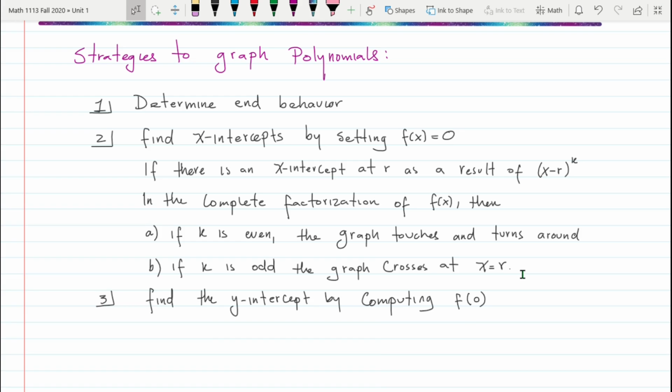Then another thing that's very helpful is to figure out the y-intercept, and you do that by plugging in 0 into the function. So instead of x, you plug in a 0 and you solve. You compute that, and whatever number you get is going to be your y-intercept. So with those pieces of information, we can make an even more accurate graph of said polynomial.